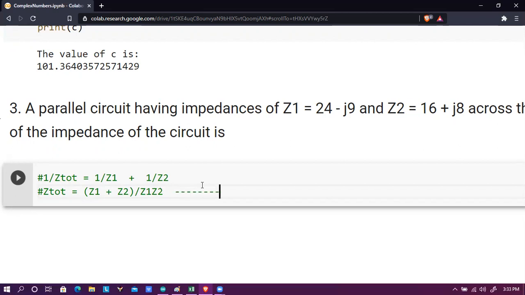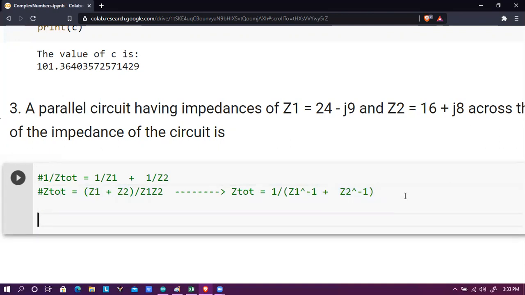I have another method. We can just use Z tot is equal to 1 all over the reciprocal of Z1 plus the reciprocal of Z2. Let's say Z1 raised to minus 1, it is actually the reciprocal of your Z1, plus Z2 raised to negative 1, meaning the reciprocal of Z2. Now we will be using this instead of the other one, because it is easier for us to take the reciprocal.